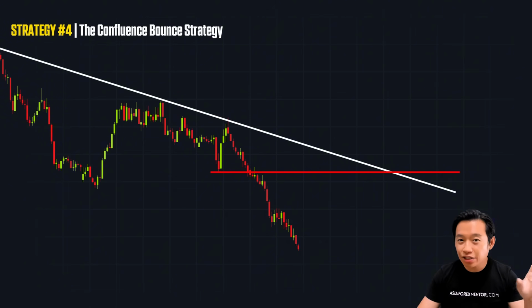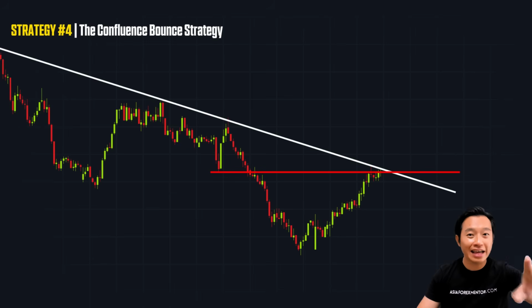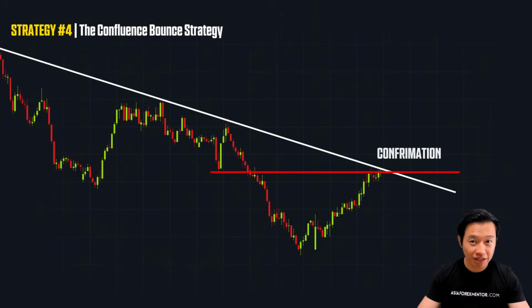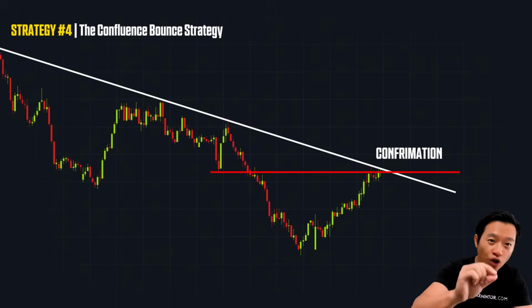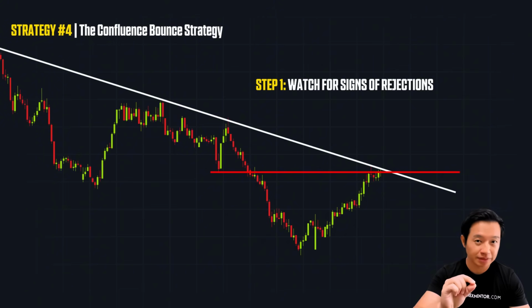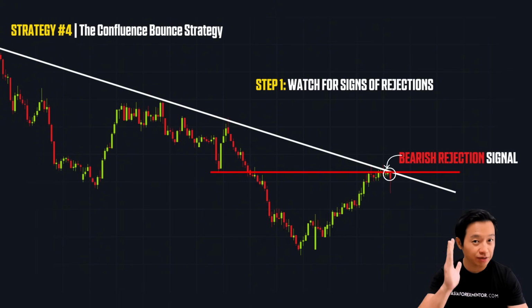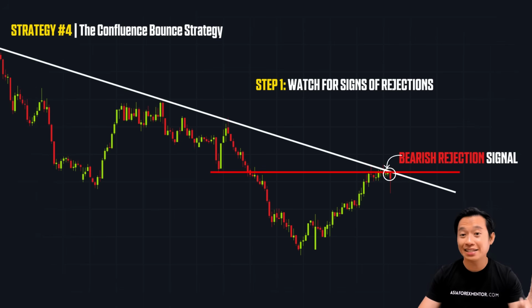So don't enter just because price reached the zone. No. That's what amateurs do. You need confirmation. As price approaches that area, you want to watch for signs of rejection. For example, it could be 2 bearish candles rejecting off the level in a downtrend. So that's step 1. But still, that's not enough. The market can fake rejection and reverse.